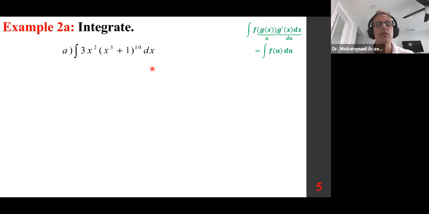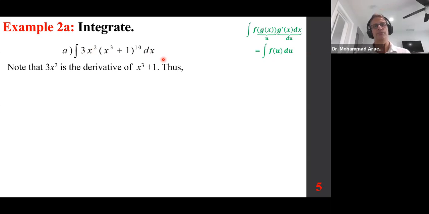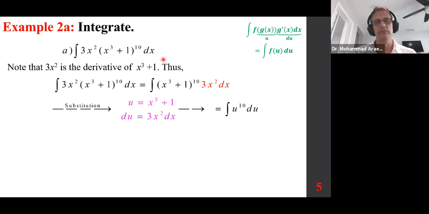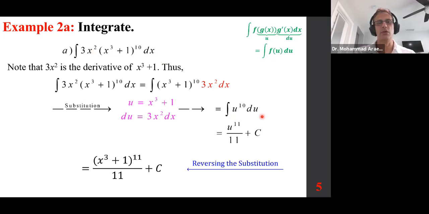Same situation here. We are dealing with polynomials. The more complicated one, x cubed plus 1, is a choice of u. The derivative is 3x squared. Therefore, 3x squared dx is du. So we make the transformation, becomes a power rule. We reverse the substitution by using the original variable. We're done.